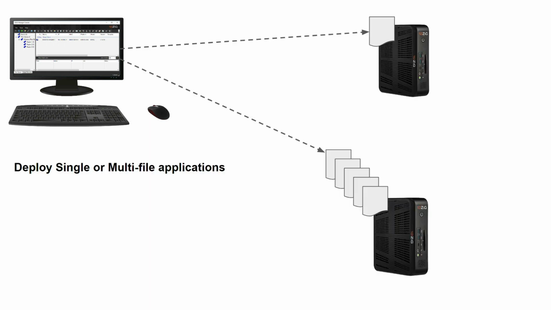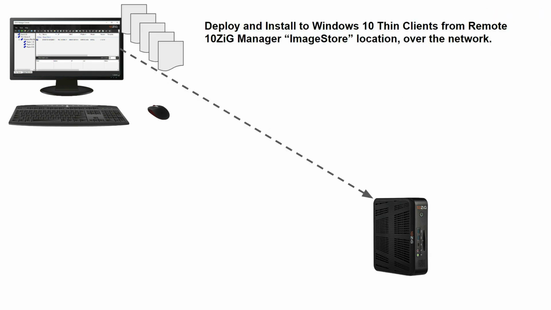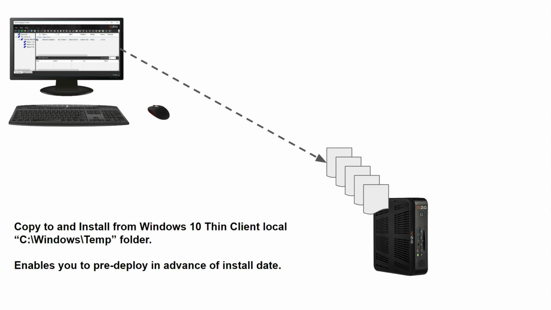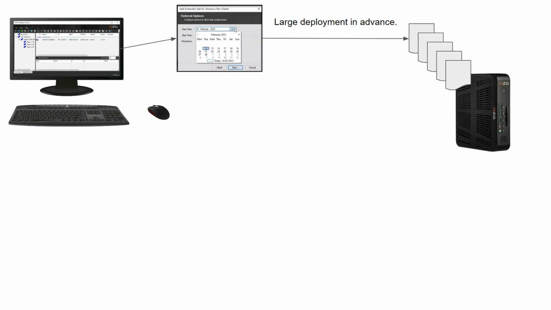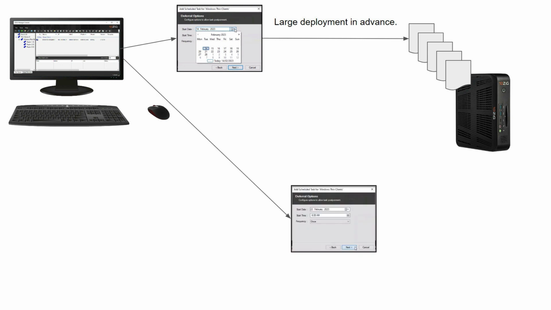For example, you can deploy either single or multi-file installation packages. You can deploy and execute them from your remote shared location, or deploy and install them from the physical Tenzig endpoint. You can also use Tenzig Manager's built-in task scheduler to execute your saved packages at a predefined date in time. This is an extremely cool feature if you want to pre-deploy all your installer content to all of your thin client estate, ready to install on a go-live date.